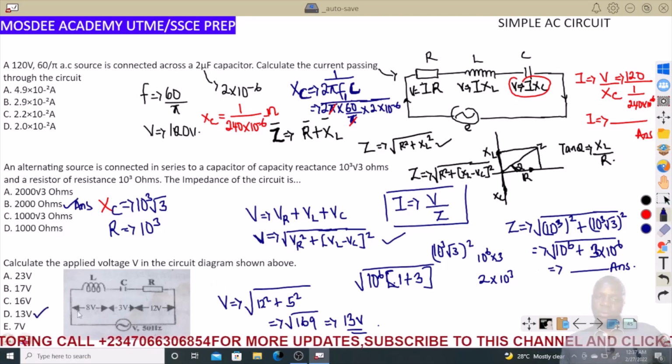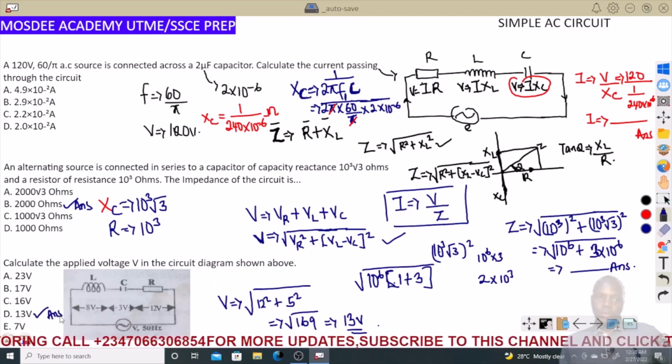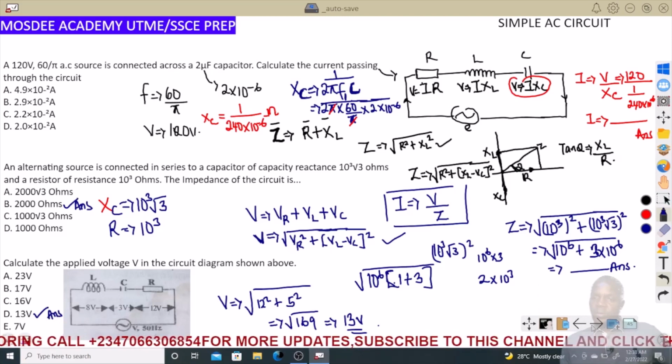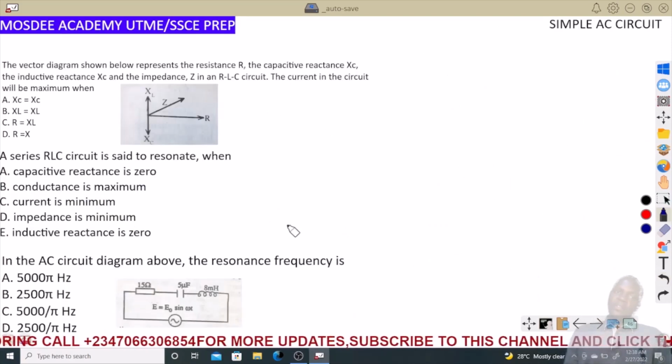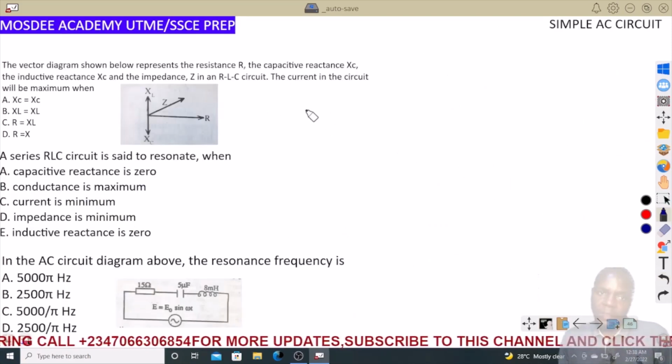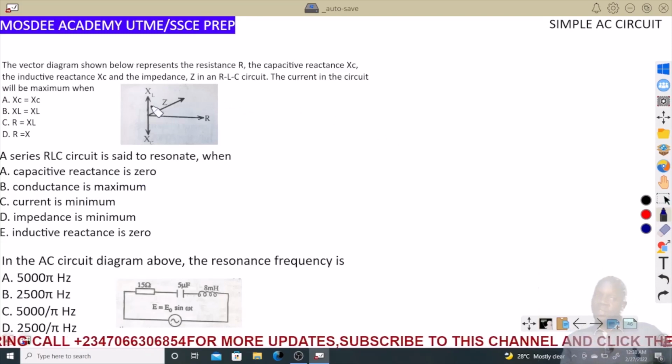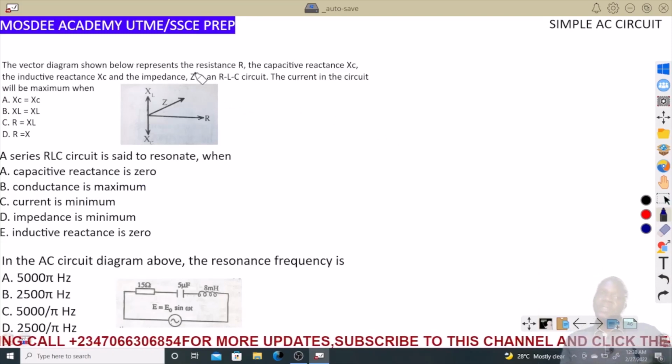So the next one. The next question will be on the next slide. Now I think I need to increase my pace. Now the vector diagram, you can see what I'm talking about. This is just what I drew the other time for you.